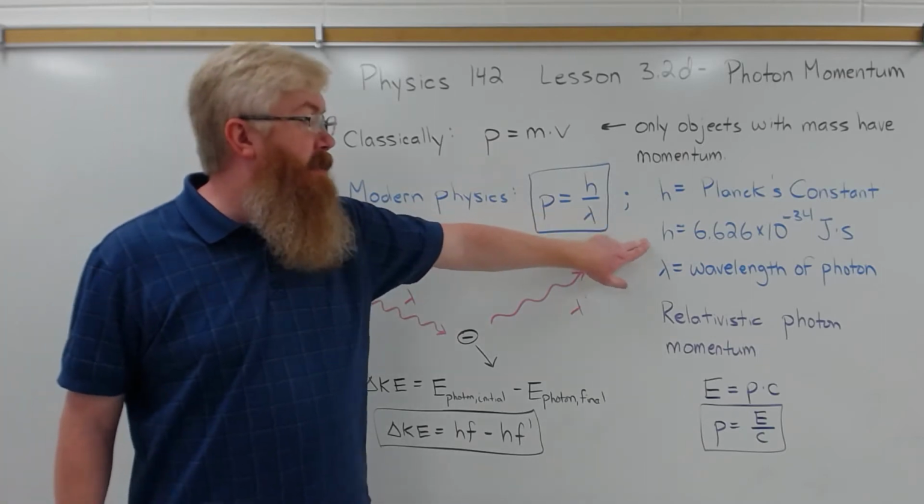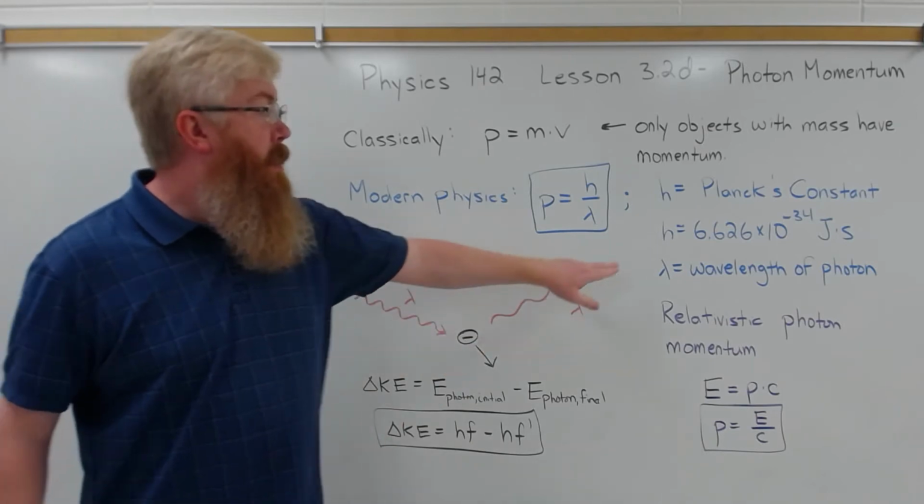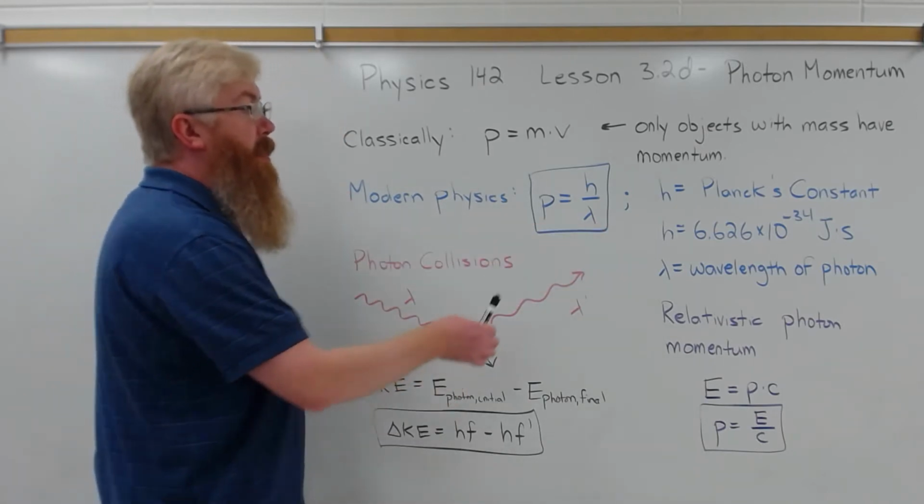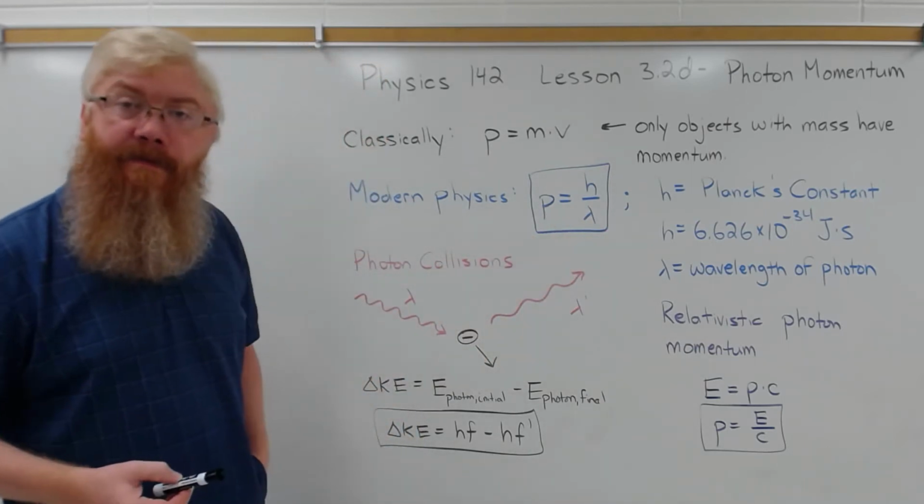So again, Planck's constant, 6.626 times 10 to the minus 34 joule seconds. Wavelength here is the wavelength of a photon, so wherever the photon wavelength is. So the smaller the wavelength of the photon, the higher the momentum.